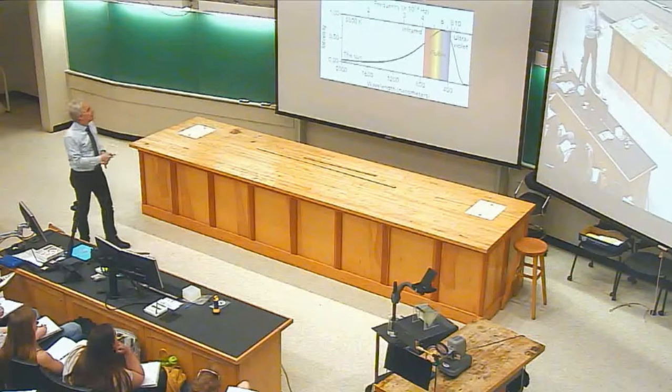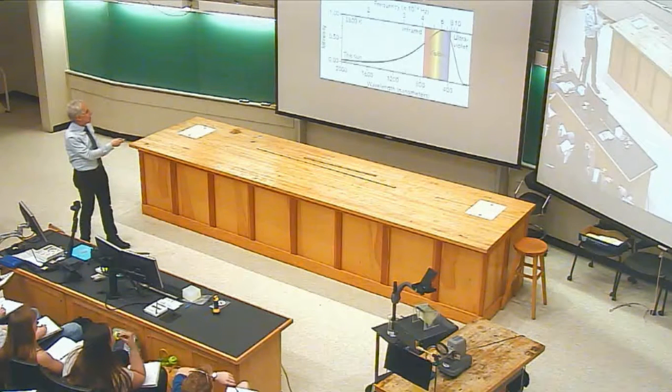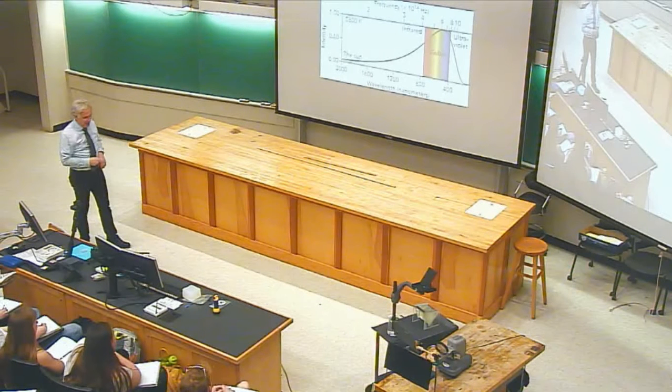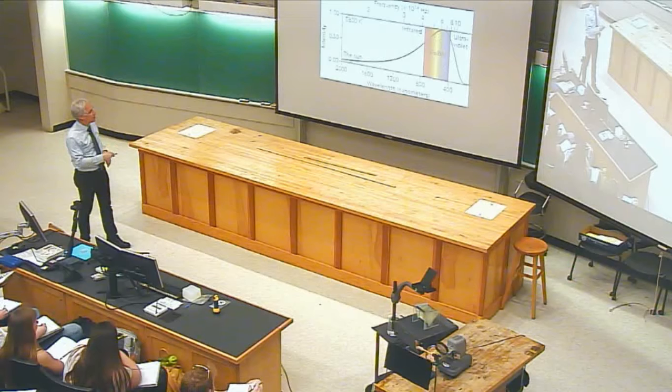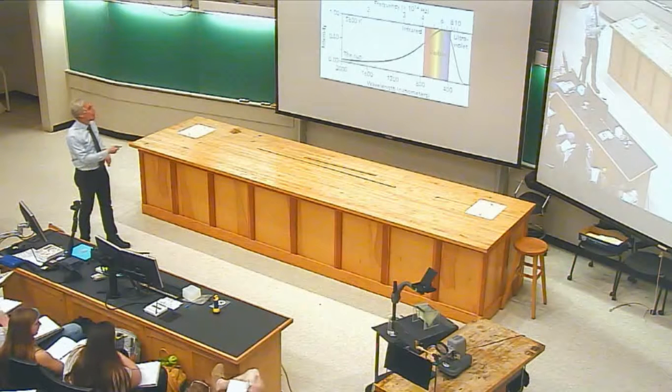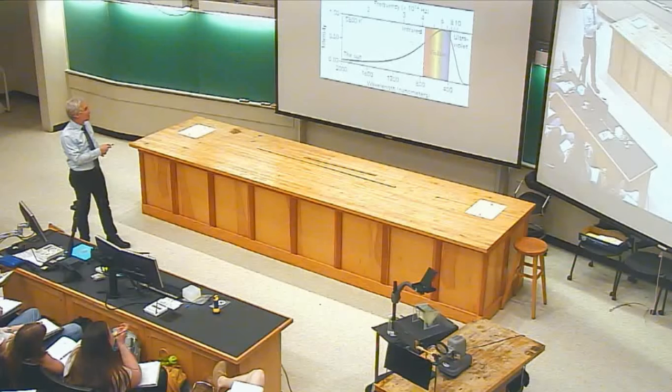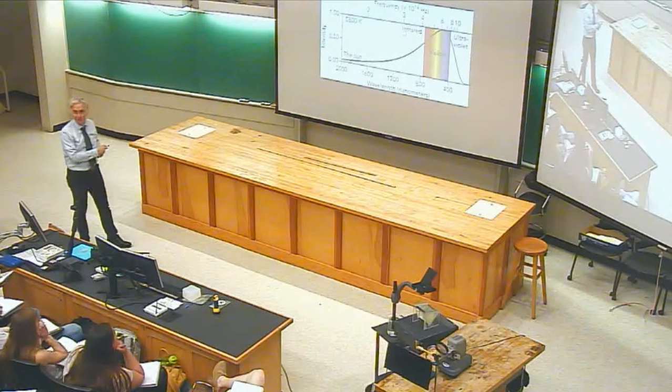If you go to the longer side, if you go out of the visible, out of the range that we can see, and you go to the long wavelength side, and therefore low frequency side, we call the part near the visible infrared.